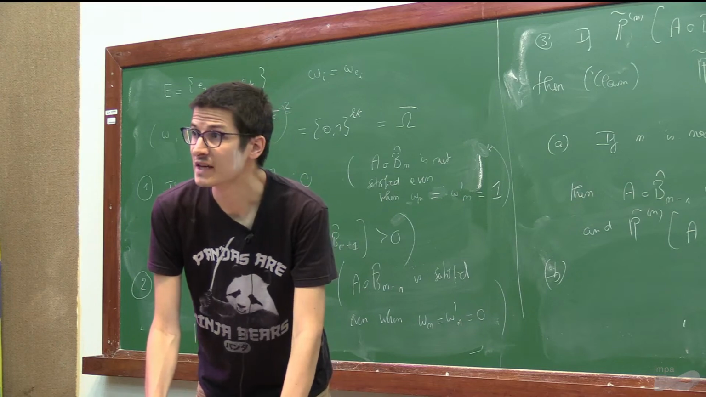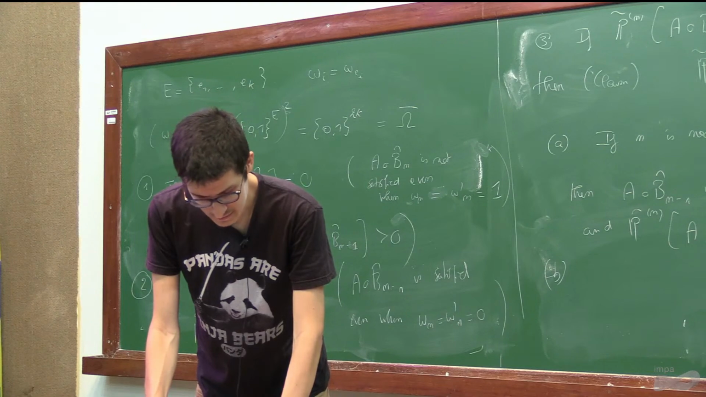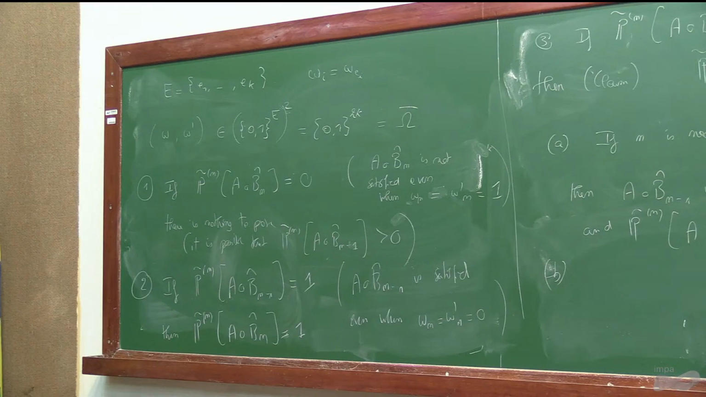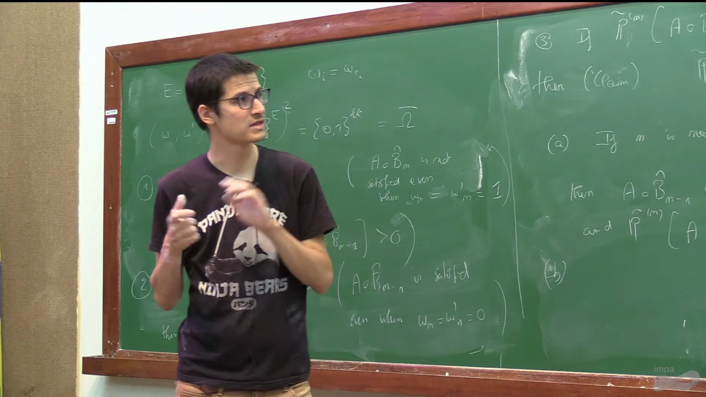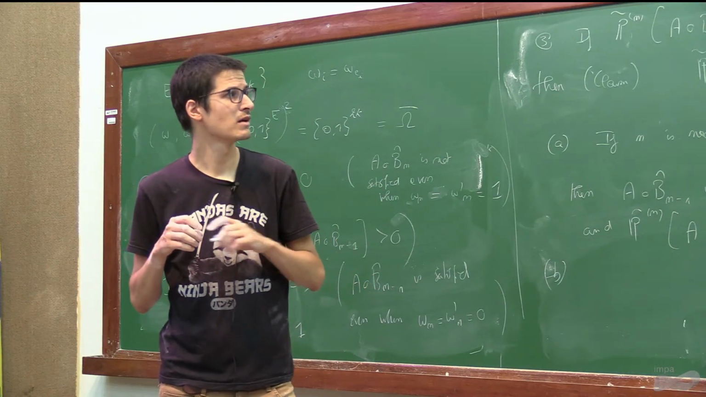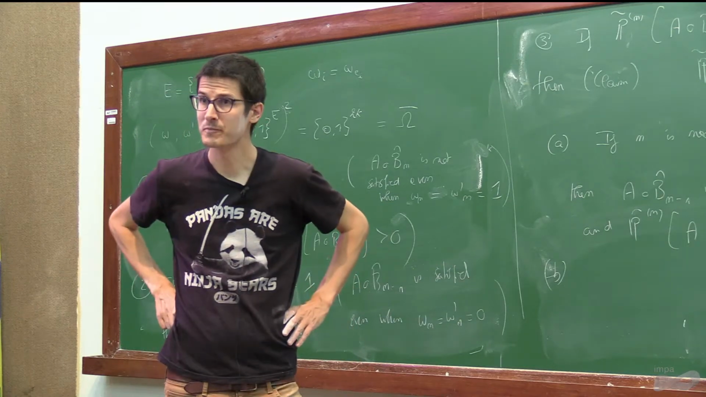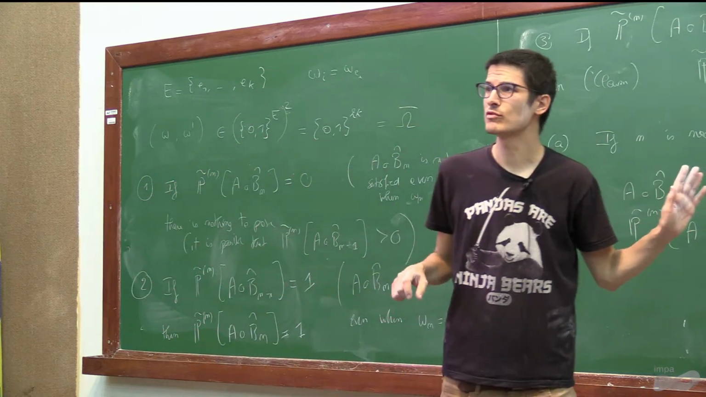So this was the BK inequality. And now the last thing we are going to see today is Russo's formula. And what we are going to do tomorrow is combine the two in order to prove this exponential decay of connection probability in the whole subcritical regime. Any question on the proof?